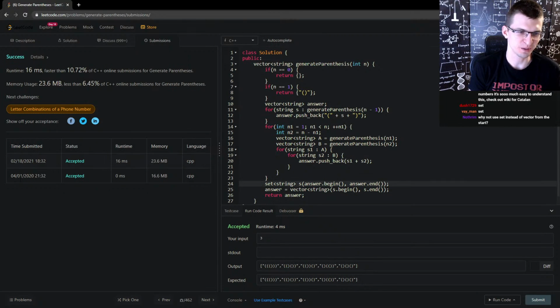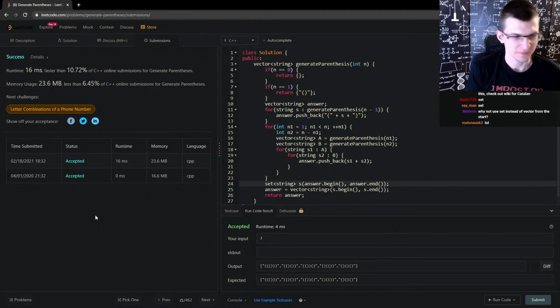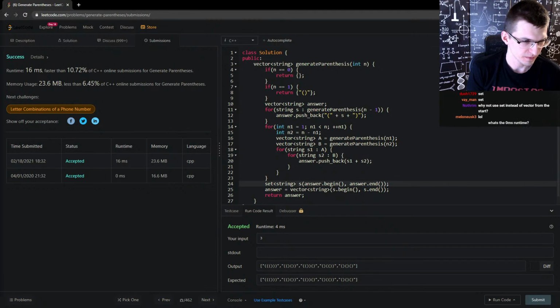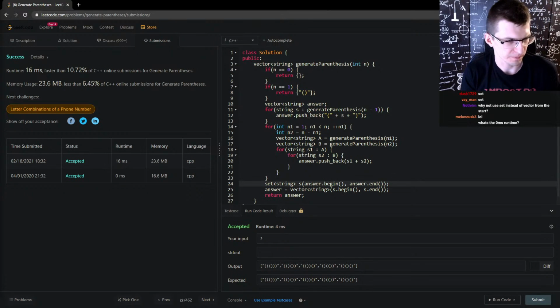Okay, I solved this problem before as well. Nice. Am I logged in? I am logged in. Why didn't I see the code? A year ago I solved this problem. Why not use a set instead of a vector from the start? Oh yeah, sure, it's the same.